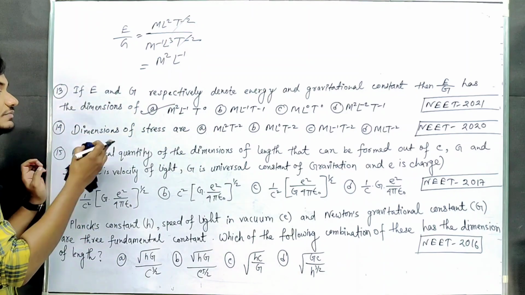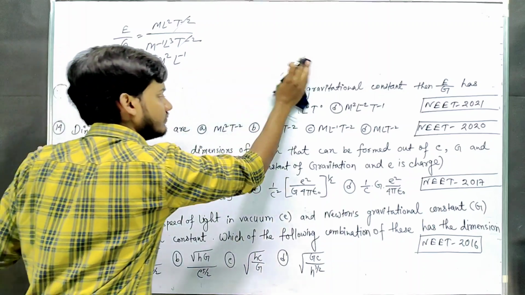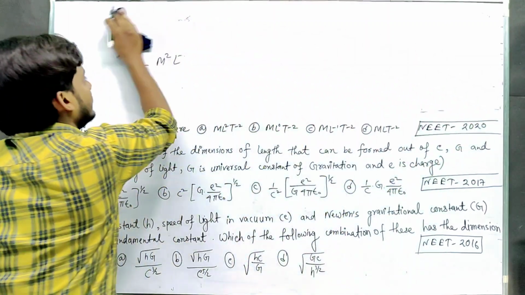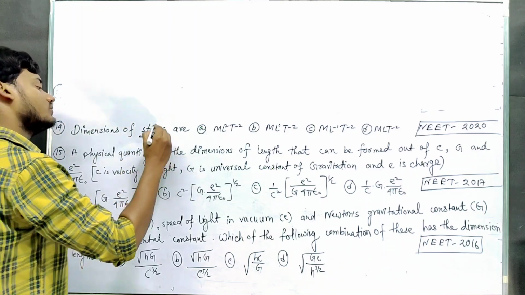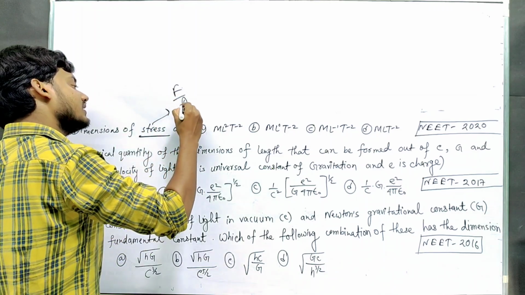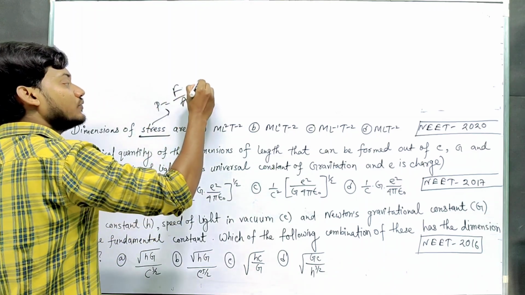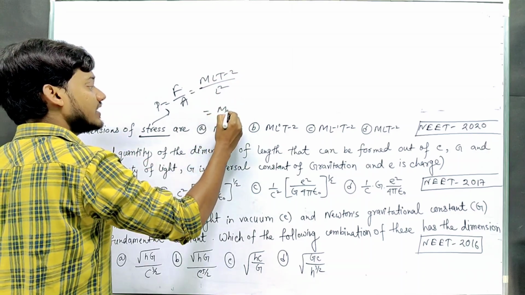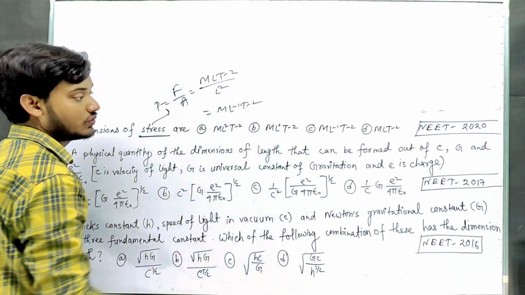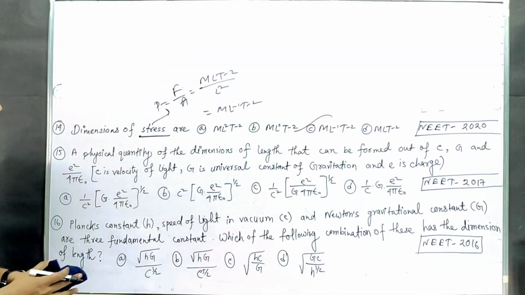Next, try number 14. Number 14, we can write dimensions of stress. Stress means force per area, equivalent to pressure. The force is MLT inverse 2, area L square. So we can write ML inverse T inverse 2. Option C is the right answer.